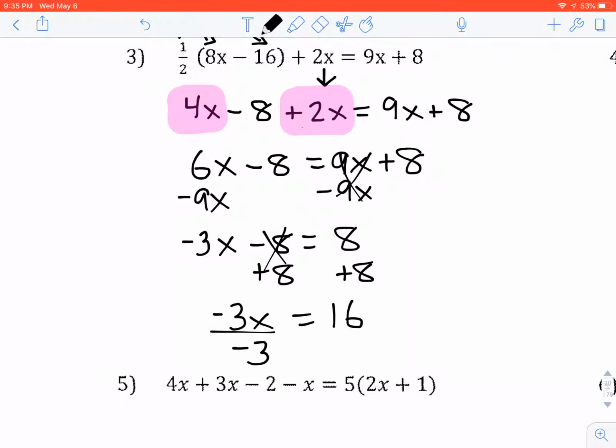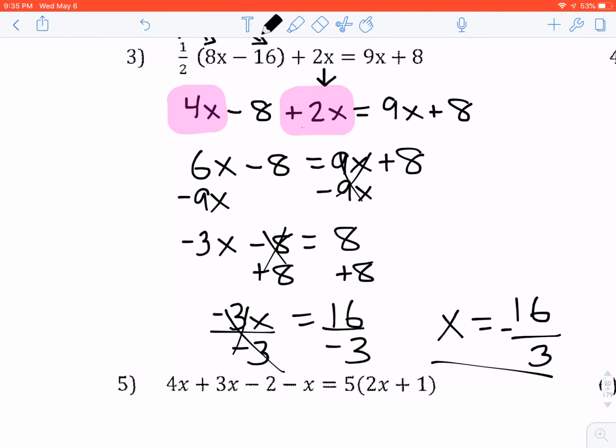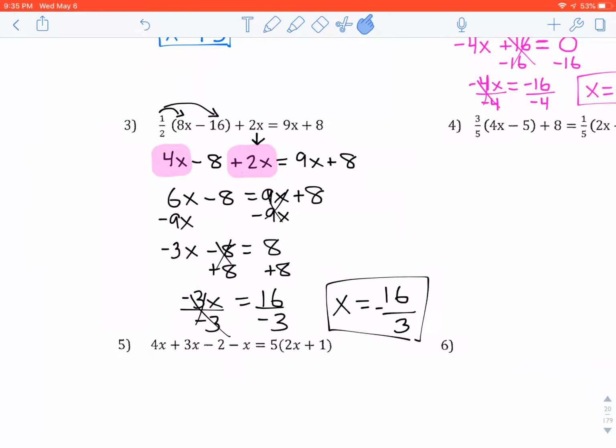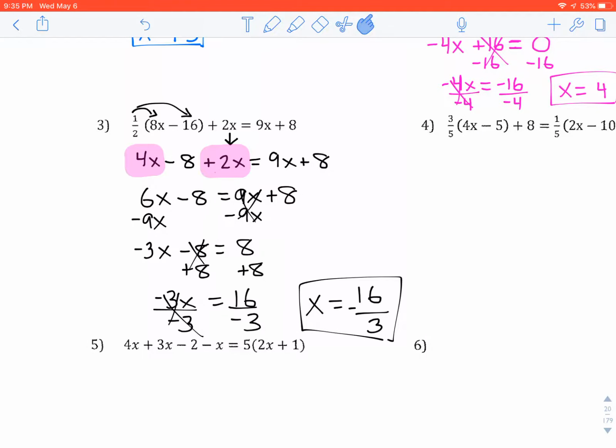And then lastly, we want to get rid of the coefficient. So divide both sides by negative 3. Check on your calculator, can you reduce 16 and negative 3? So you would check 16 divided by negative 3, math, enter, enter. You cannot simplify that any further. So your answer stays as negative 16/3. Okay, so that's a good one to make sure you understand.